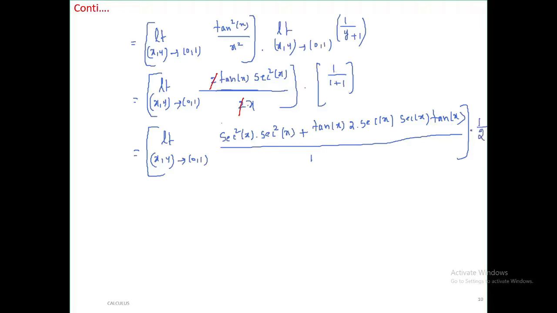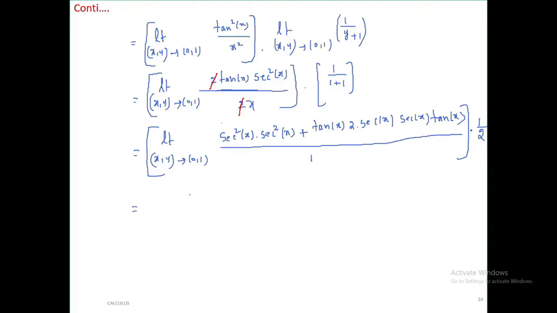Look at it once again. First, the derivative of tan x is secant square x and secant square x as it is, plus tan x as it is, the derivative of secant square x is 2 into secant x, and the derivative of secant x is secant x into tan x, like that. Now you apply the limit x is 0 and y is 1. Only x terms, x is 0. So only the numerator I am getting, denominator is 1.